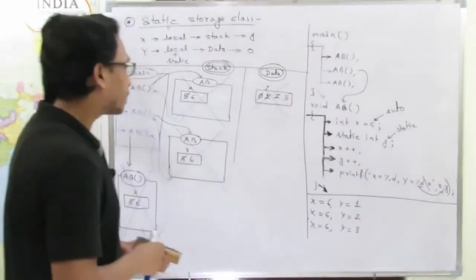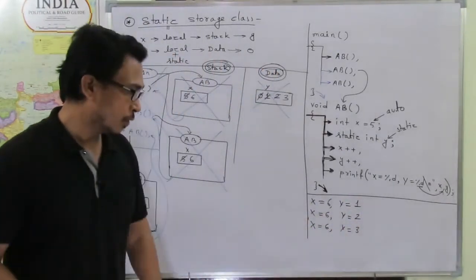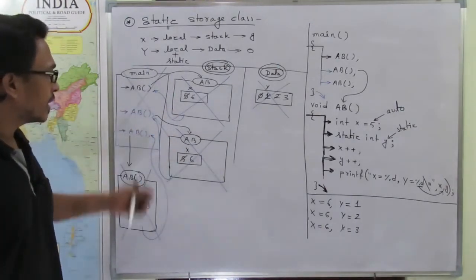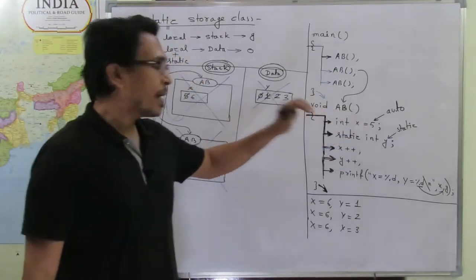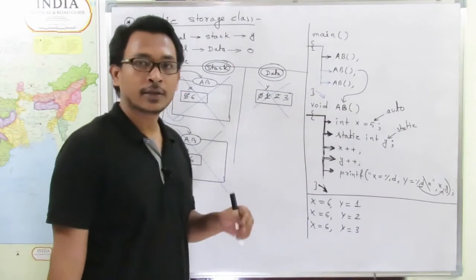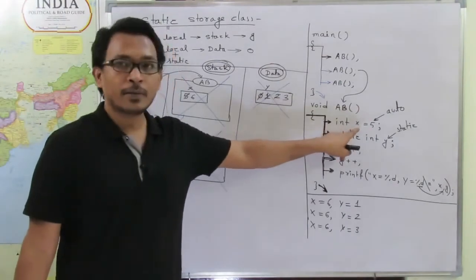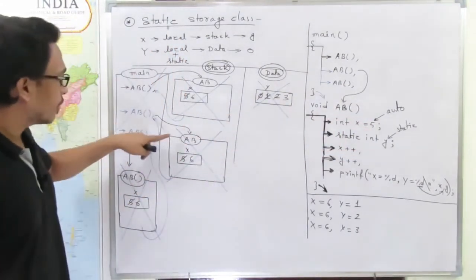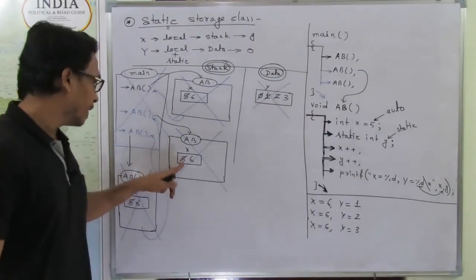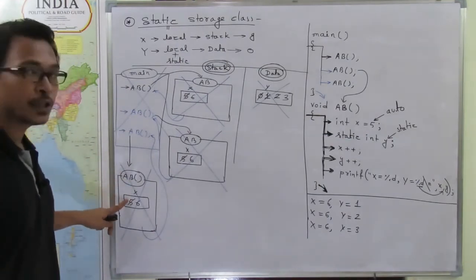Clear? Now in this particular program, if you observe the outcome, look, in each of these AB function execution instances, for the normal variable, that is x, memory is allocated in each execution instance. Here for the first instance, memory is allocated for variable x and initialized with say 5. Here also in the second instance, memory is allocated for the variable x and initialized with 5. In the third instance also, memory is allocated for the variable x and initialized with 5.